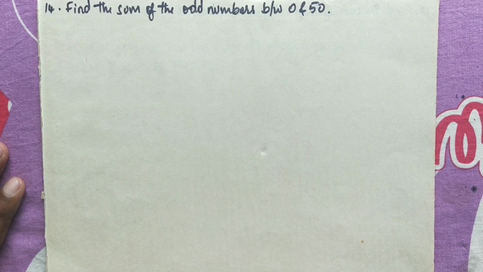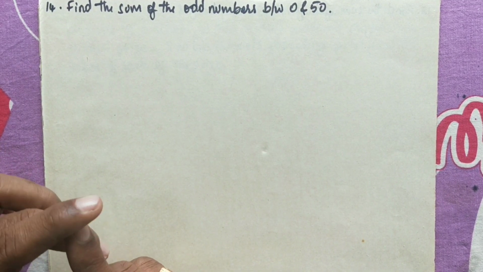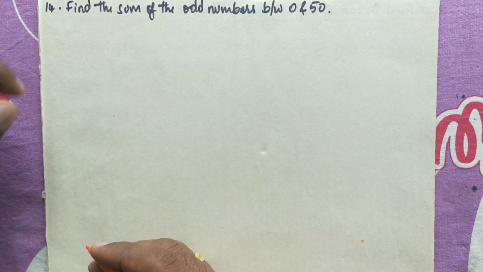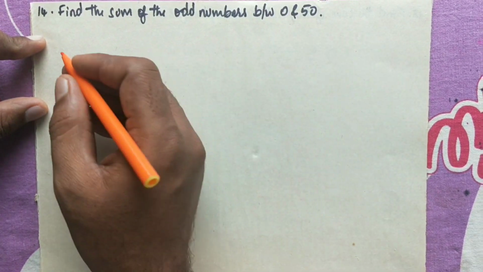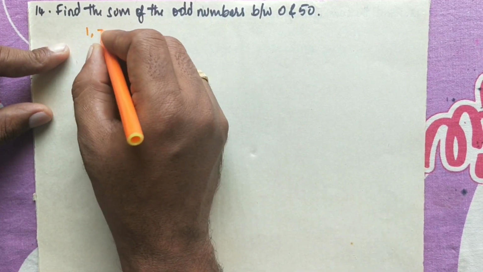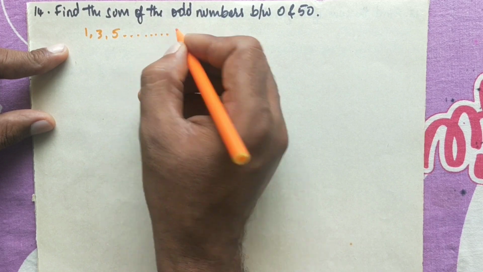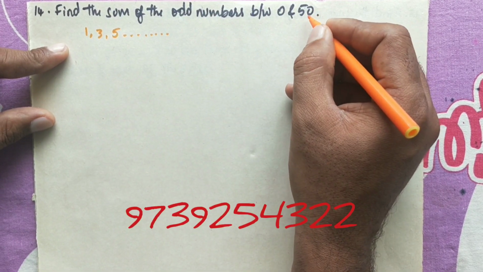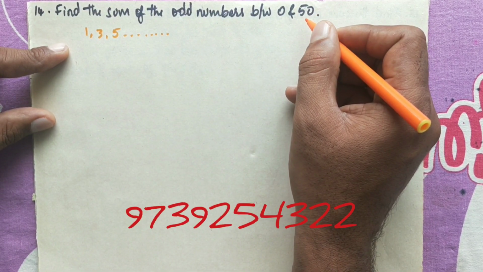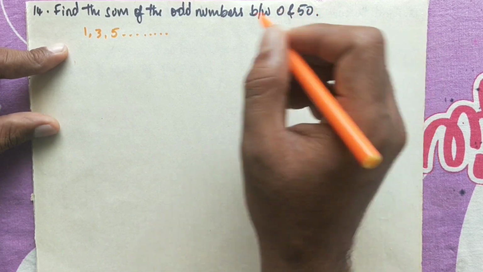Find the sum of the odd numbers between 0 and 50. Here the first odd number after 0 is 1, the next is 3, the next is 5. Likewise, the last number is 50, but the next immediate smaller odd number is 49.